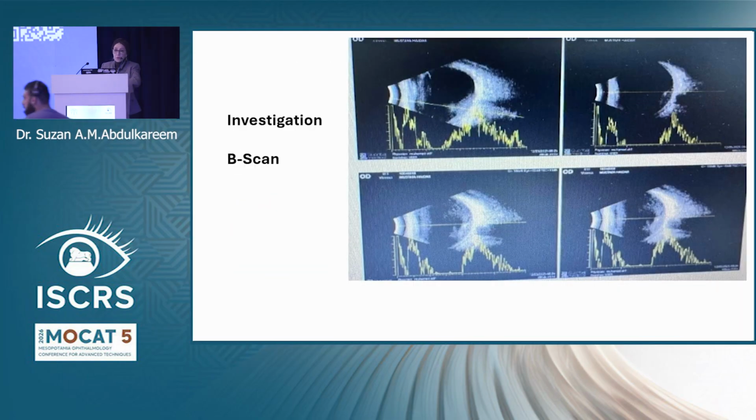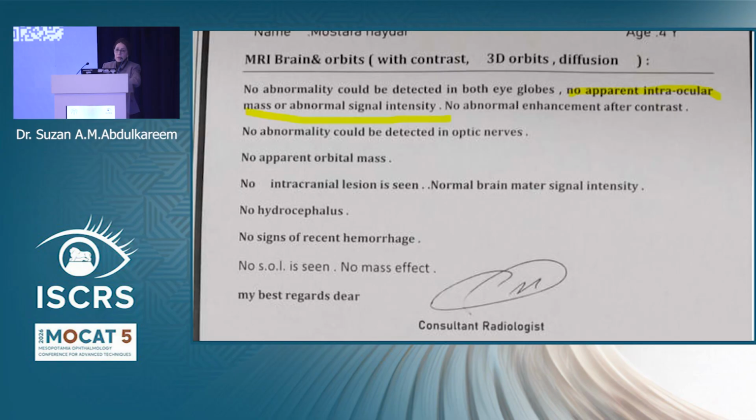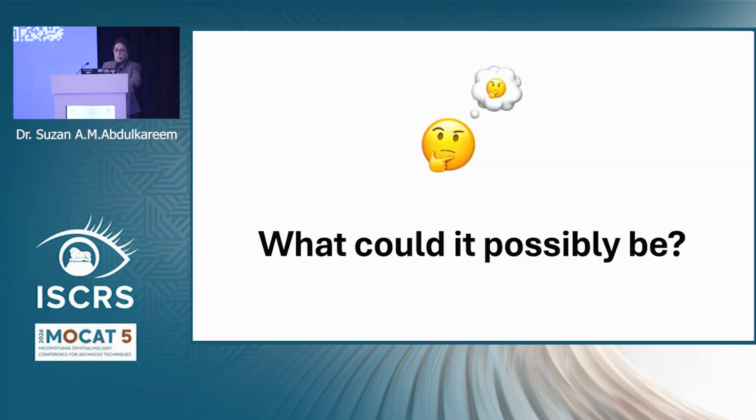We sent him for a B scan and the B scan showed us a mass and possibility of calcification, for which we thought this is a retinoblastoma and we should start with imaging. We sent him for MRI with enhancement to see if it is an active lesion or not, and the MRI showed no apparent intraocular mass or abnormal intensity. So what could it be? Are we wrong? Is it not a retinoblastoma?